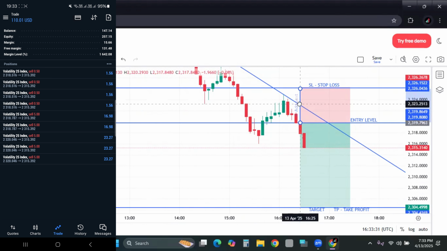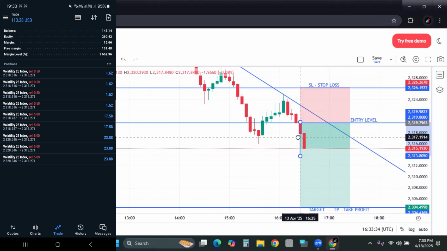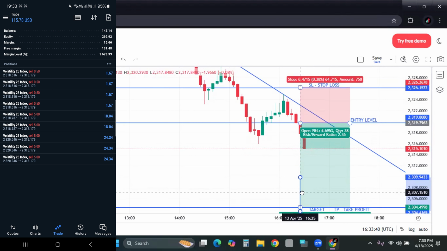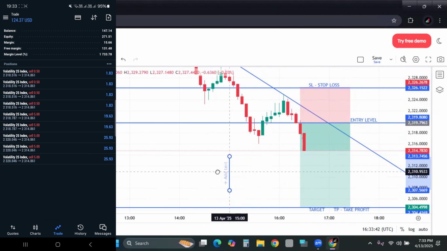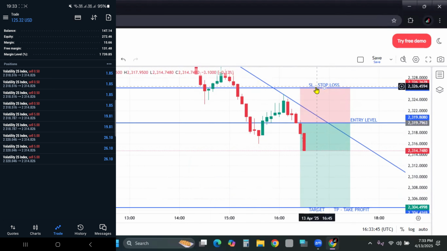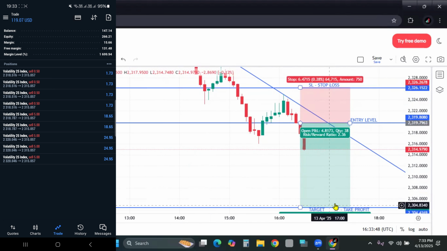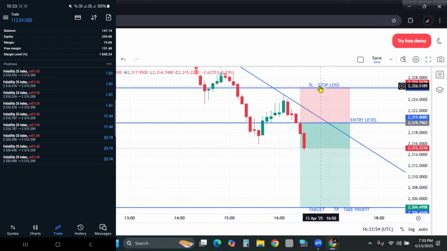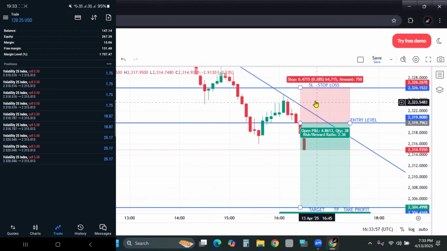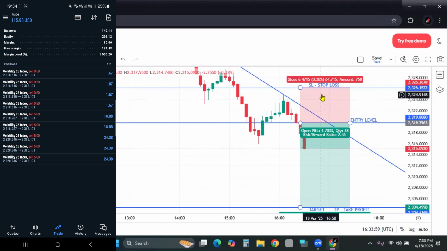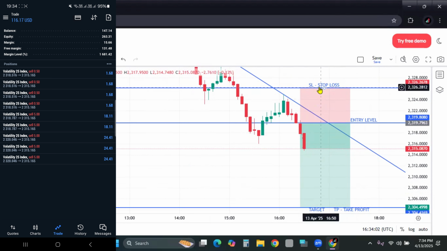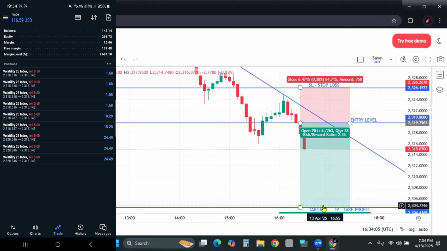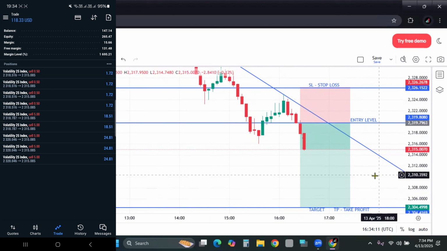So this size is 1, that is 1:1, this is 2. So I think it is 2.5. Yeah, 2.5 risk to reward ratio. That means if you risk $10 here, you're going to get $25 profit. It's like you risk 5 to get 15. You risk 10, get 30. If you risk 40, you get 120, like that.